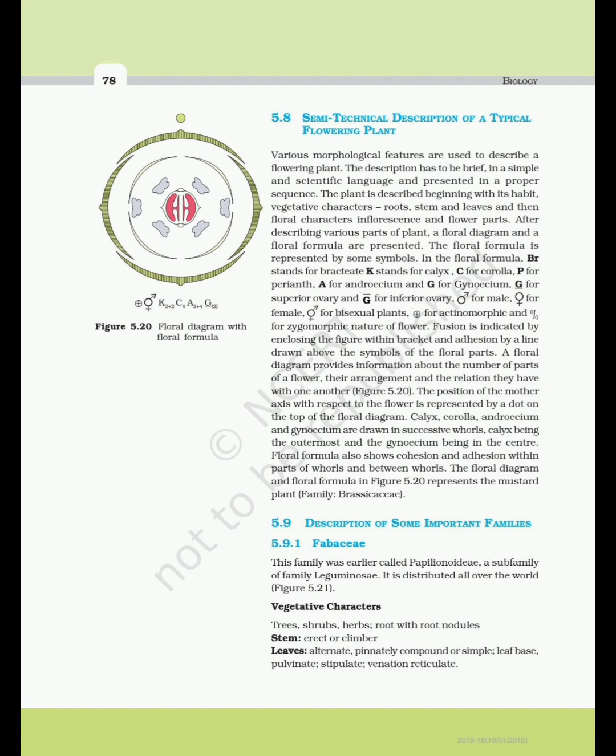5.9 Description of some important families. 5.9.1 Fabaceae. This family was earlier called Papilionoideae, a subfamily of family Leguminosae. It is distributed all over the world, figure 5.21. Vegetative characters: trees, shrubs, herbs; root with root nodules; stem erect or climber; leaves alternate, pinnately compound or simple; leaf base pulvinate; stipulate; venation reticulate.